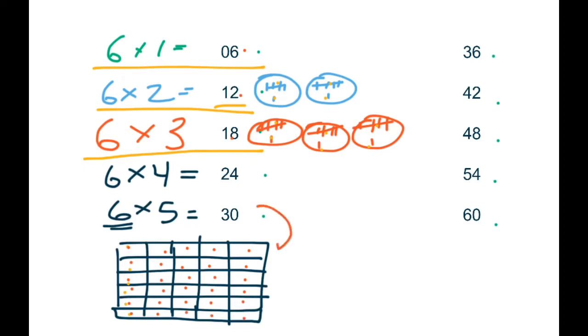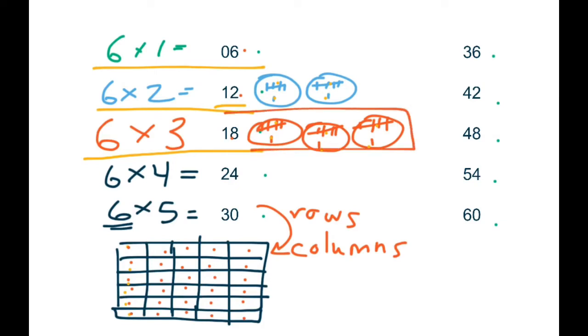Okay, so we showed an array here with rows and columns, which we talked about last week. We did groups here to show we did 3 groups of 6. That was a way that we talked about reviewing multiplication. So these are all different ways.